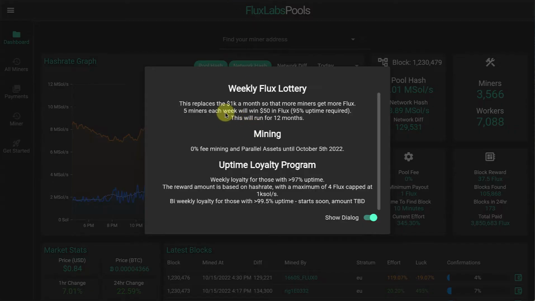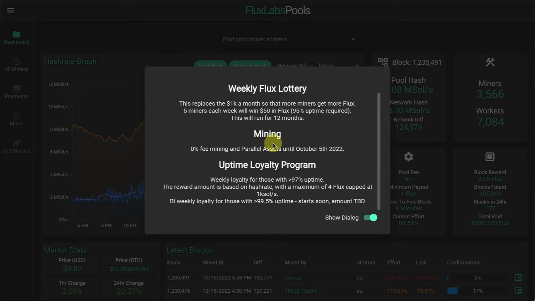But you also see that they're actually doing a $50 in Flux. 5 miners each week will win $50 in Flux if you keep 95% uptime. So obviously, if you're lucky enough to be one of these 5 miners out of the 3,566 miners on the pool, then you might get an extra $50 in Flux. That's roughly maybe 42, 43 Flux, plus your additional loyalty. So in that week, you could get a big boost to your Flux mining, okay?